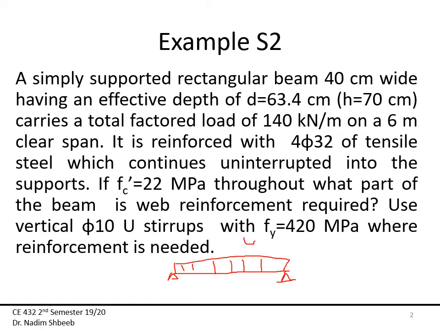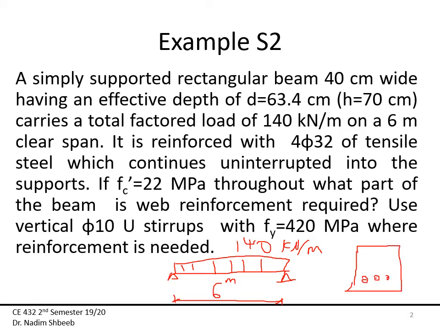So this is 140 kilonewtons per meter, all right? And the span, clear span, is 6.0 meters. So this is what we have. This is my 6 meters. All right. It's reinforced with 4 Φ32. So the cross section is something like this.